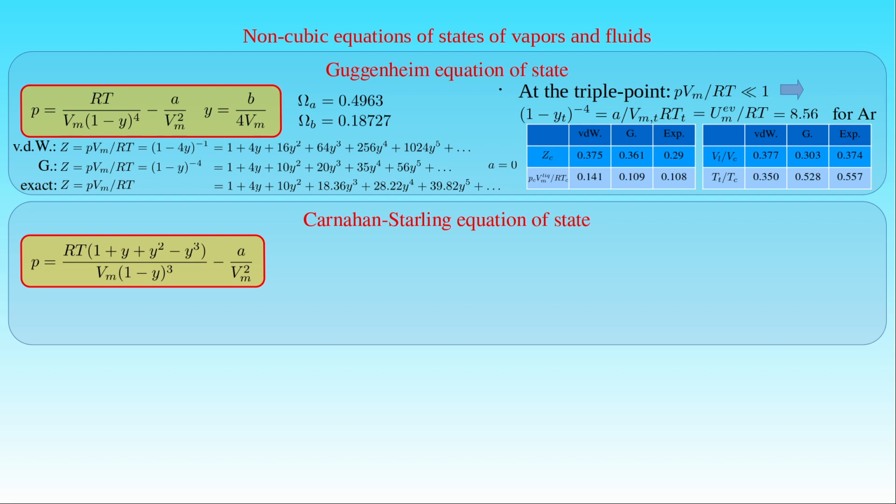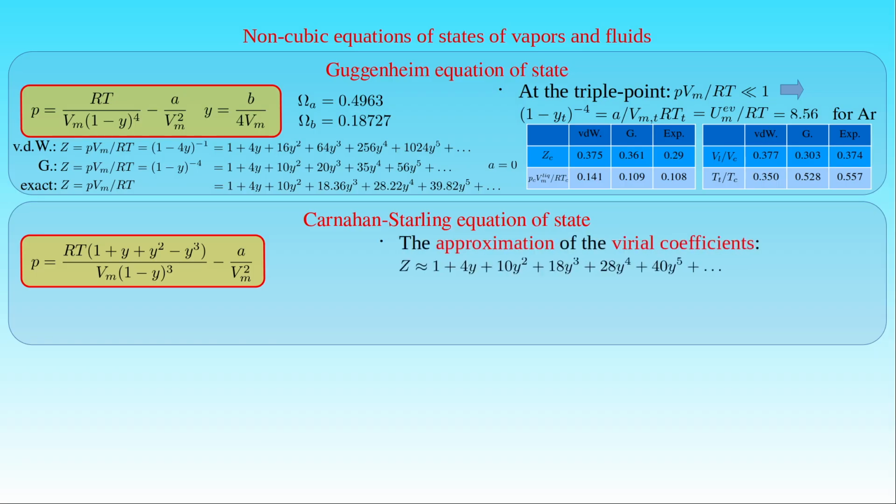This expression for the volume correction term is derived from the approximation of the virial coefficients in the expansion of the compressibility factor also used for the Guggenheim equation. As the expansion in the exact form shows, z can be approximated by the following polynomial with integer coefficients: 1 plus 4 times y, plus 10 times y squared, plus 18 times y cubed, plus 28 times y to 4, plus 40 times y to 5, and so on.